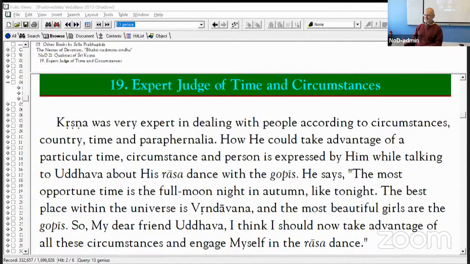When Brahma stole the calves. He understood, okay, this is Brahma, let's play. He made a practical joke on Brahma by widening the window of the Yoga Maya, showing him several different aspects. Okay. Something else?